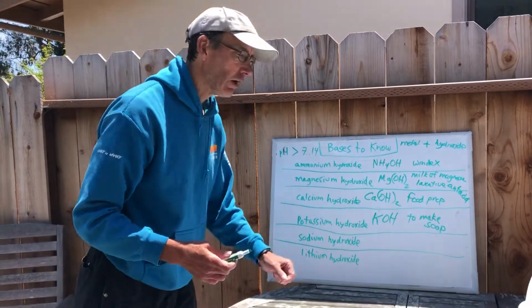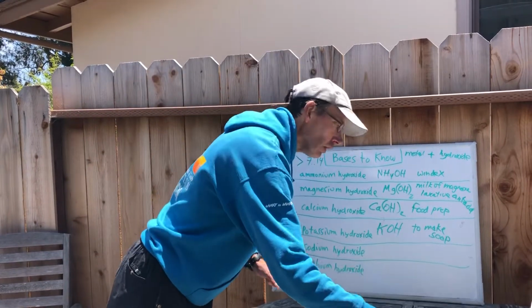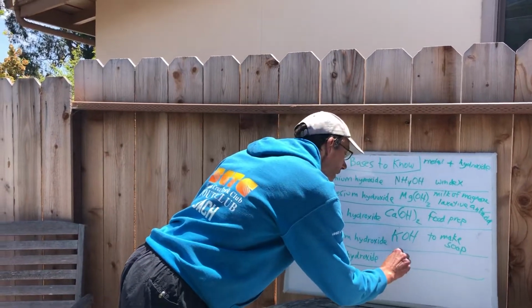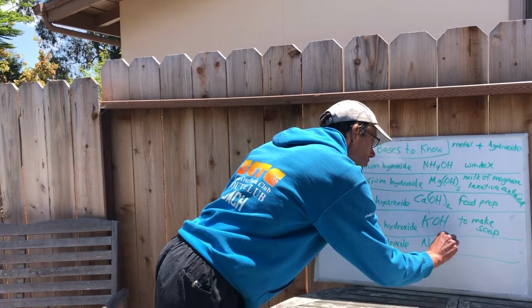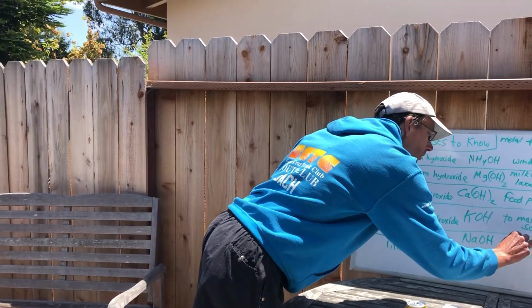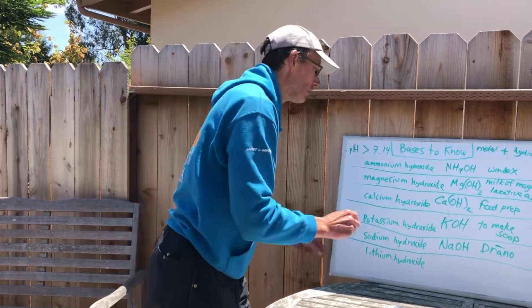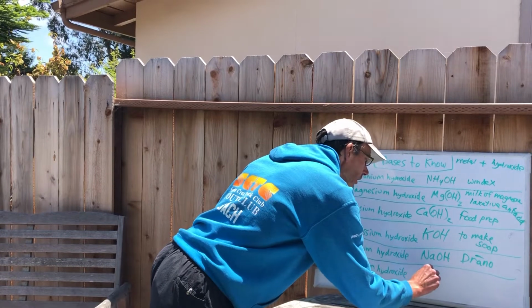And then there's sodium hydroxide. That's this stuff here. Drano is sodium hydroxide. And that's NaOH. Drano. Used to unclog your drains. And then the last one is lithium hydroxide.